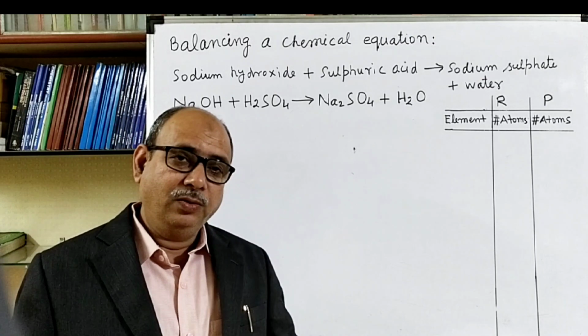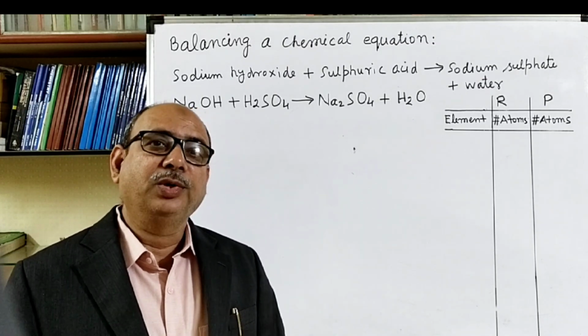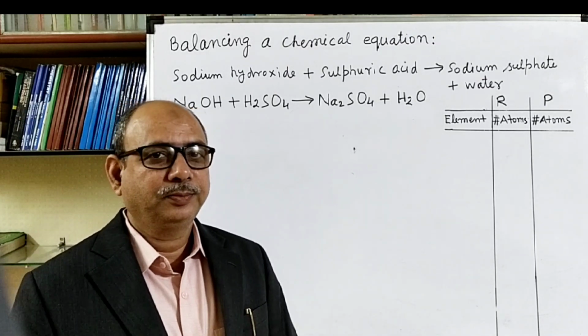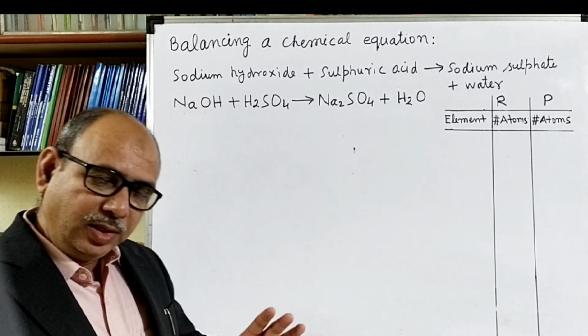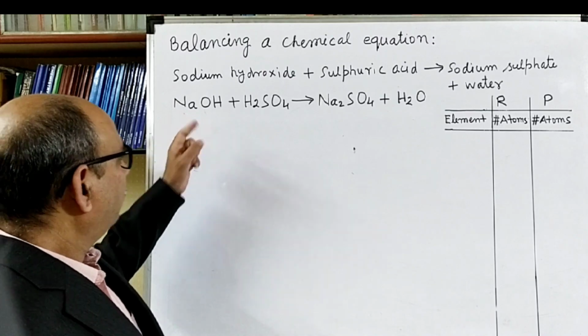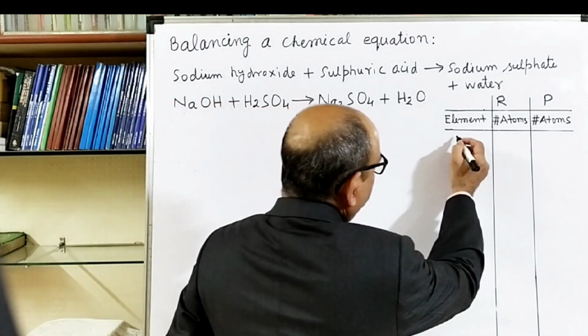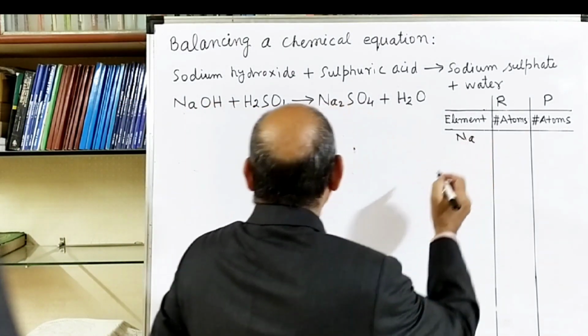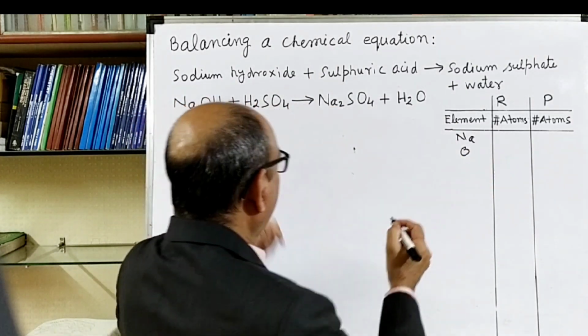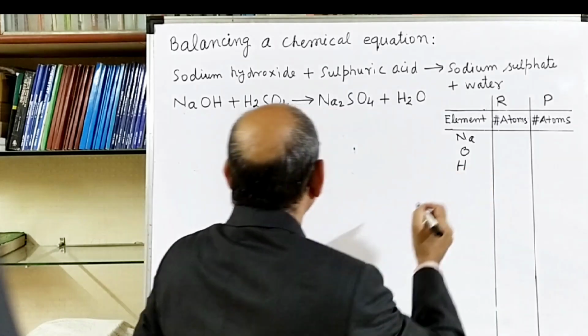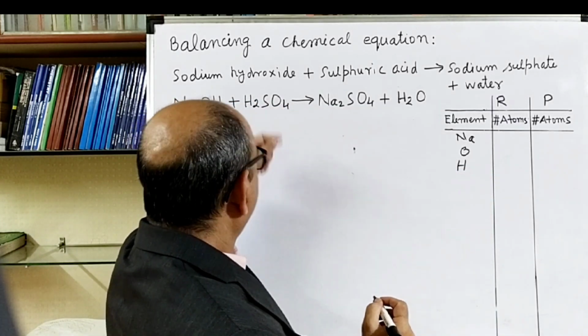Then we need to check whether the given chemical equation is balanced or not. For this we need to write down the elements present in each compound. Here the first element is sodium, oxygen, then hydrogen, sulfur.